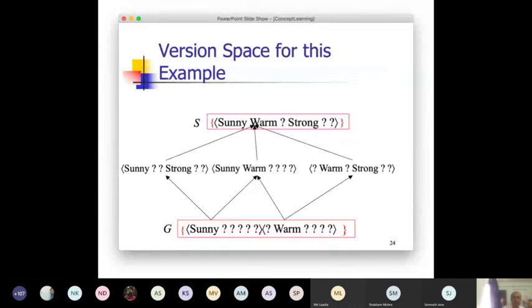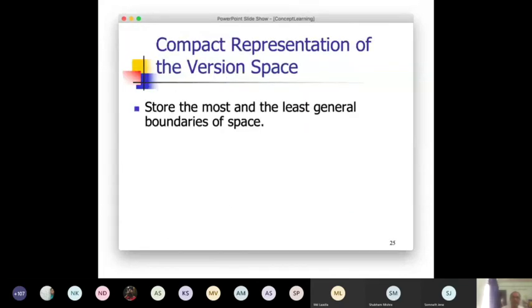You can get them, but by looking at G and S only, right? So what is the restriction? The restriction is that none of the negative examples should be satisfied, and all positive examples should be satisfied. None of the negative examples should satisfy this hypothesis, and all positive examples should satisfy. So that is the restriction. With that restriction, by looking at G and S, in fact, you can derive all other things. So that is a compact representation.